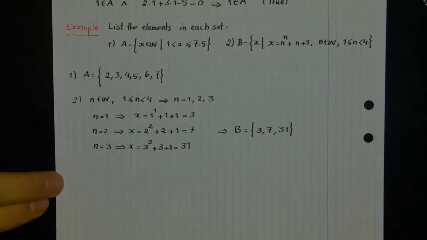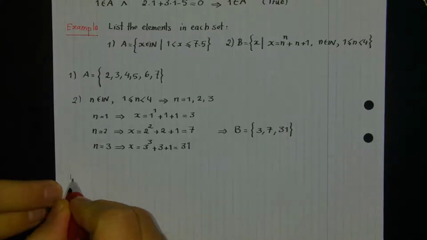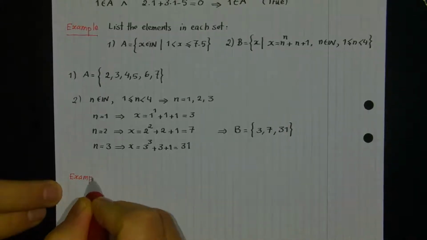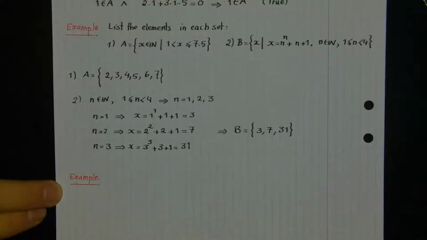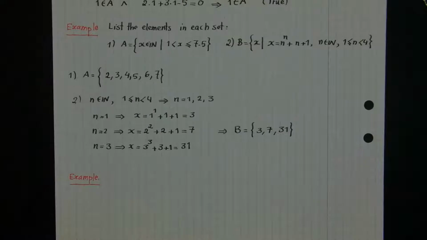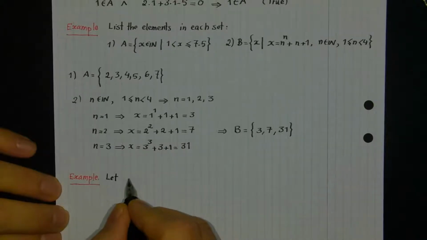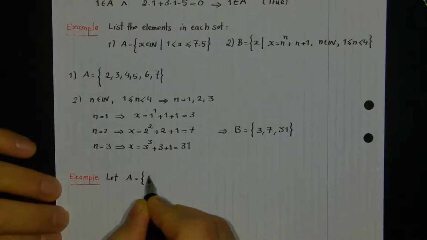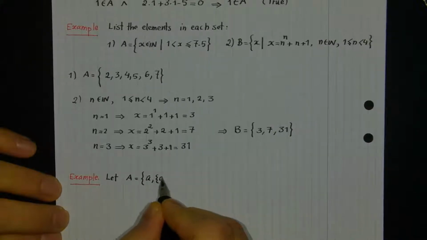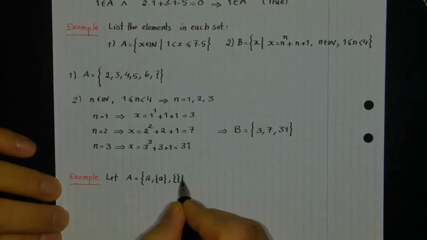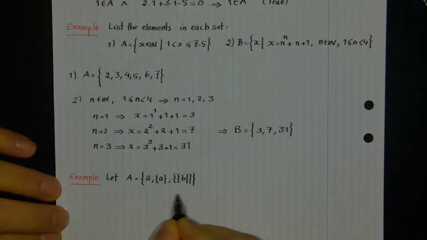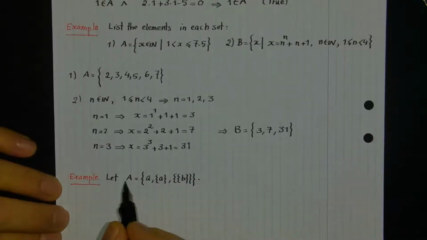Okay, now let us go to another example. These are the lessons from the last session. So example. Let us see which one is better to use here now. Okay, let me write this one. Let A be equal to this set A, curly brackets with A inside, curly brackets closed, and then let me just write them instead of reading them. So let A be this set.